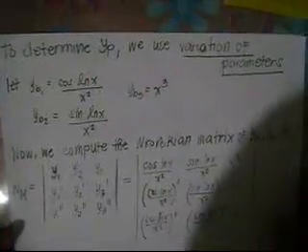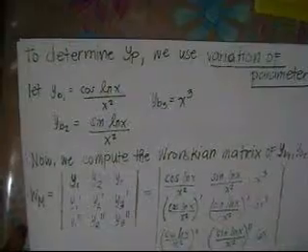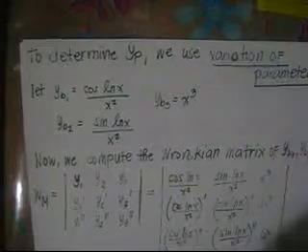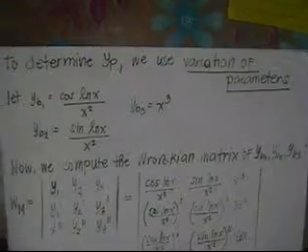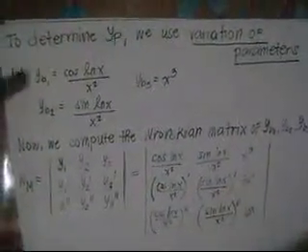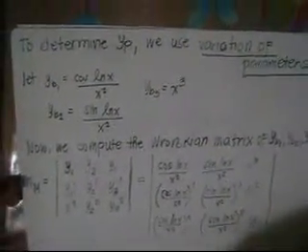To determine yp, we use variation of parameters. We let y1 be equal to cos(ln x)/x squared, y2 equal to sin(ln x)/x squared, and y3 equal to x cubed. Now we compute the Wronskian matrix of y1, y2, and y3. Now we have W sub m as the determinant of y1, y2, and y3 and their corresponding first derivatives and second derivatives.